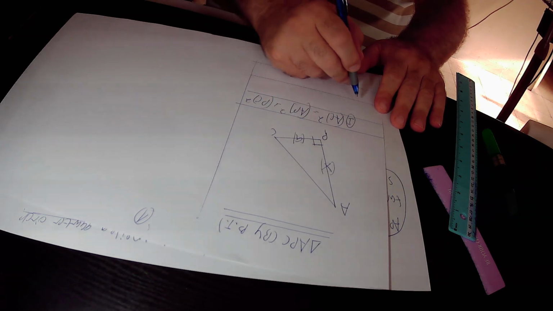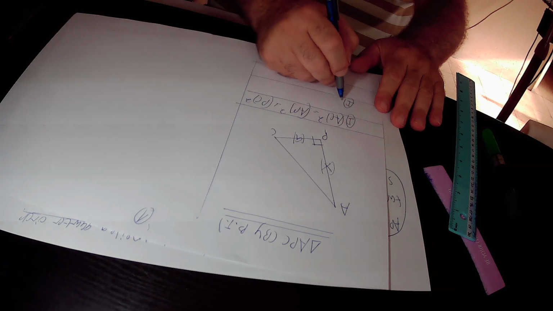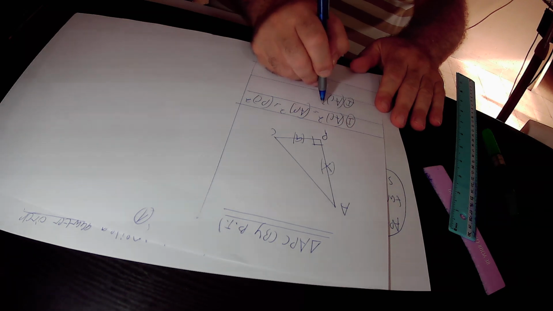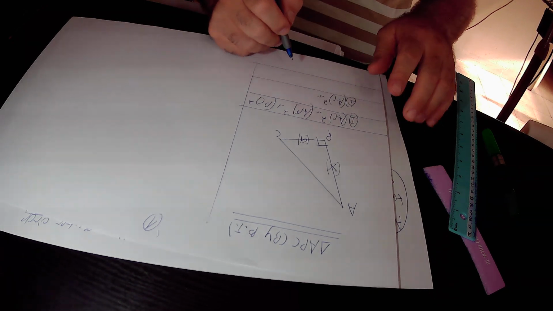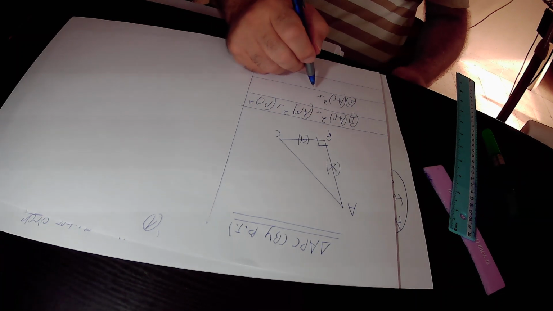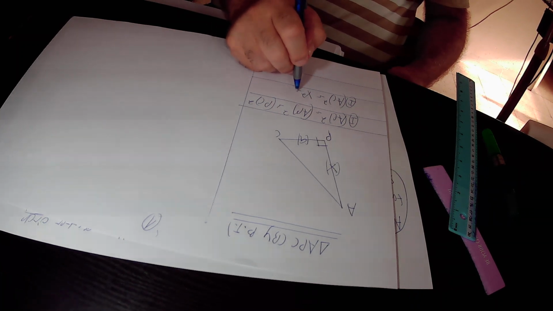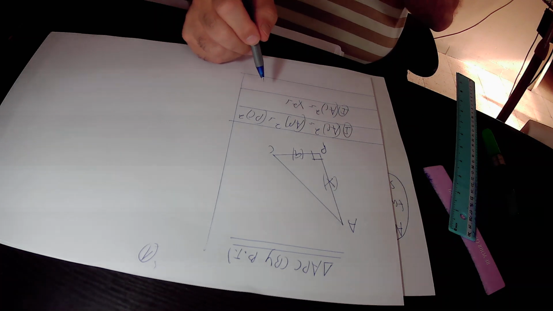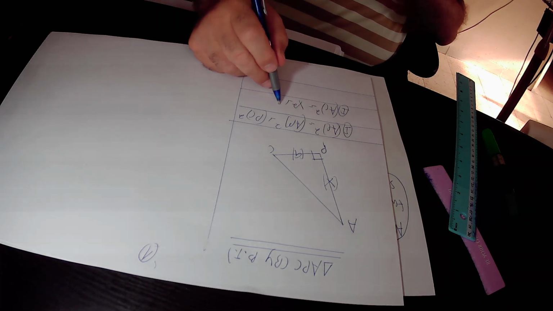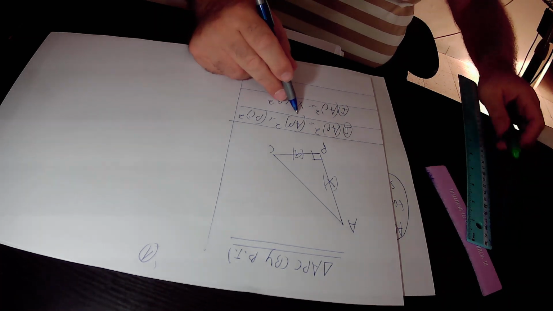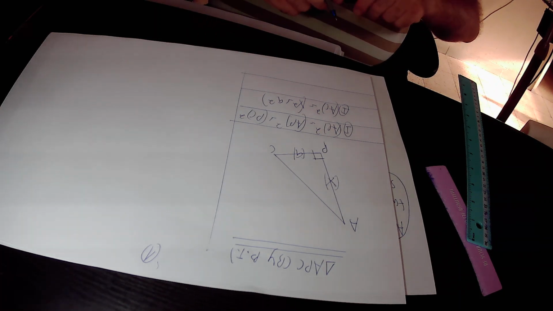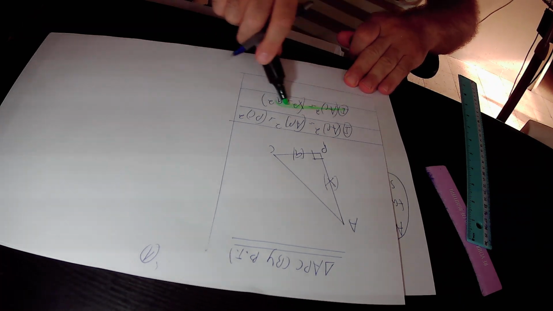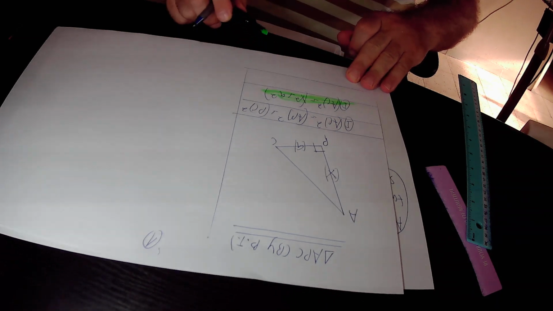AP is the missing side, so we leave it as it is. So it is AC square equals AP square. AP is x, therefore AP square is x square. Plus PC square. PC is A, therefore PC square is A square. So according to equation 1, we should find out that AC square equals x square plus A square.